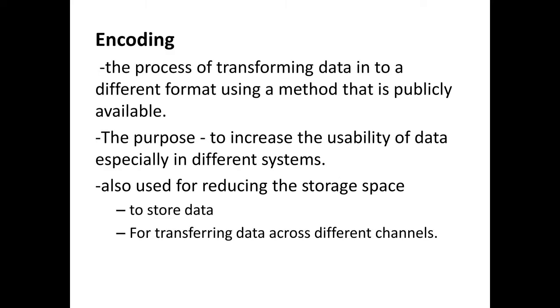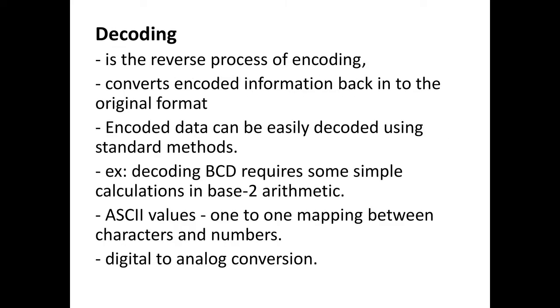Encoding is the process of transforming data into a different format using a method that is publicly available. The purpose of this transformation is to increase the usability of data, especially in different systems. Because you might have a working system, but the receiving party doesn't have the same thing, so uniformity always helps. It is also used for reducing the storage space required to store data and for transferring the data across different channels. Decoding is the reverse process of encoding, which converts encoded information back to its original format.